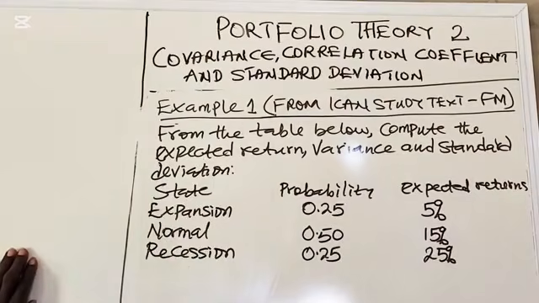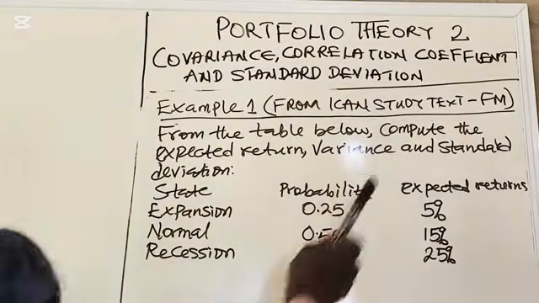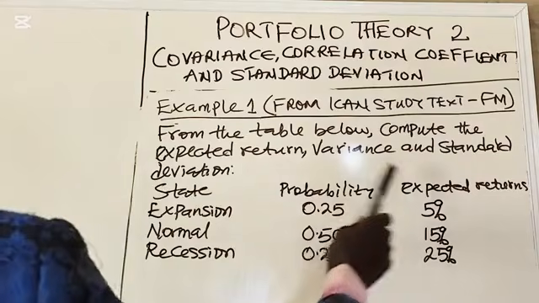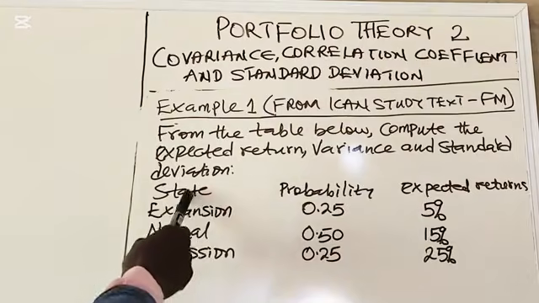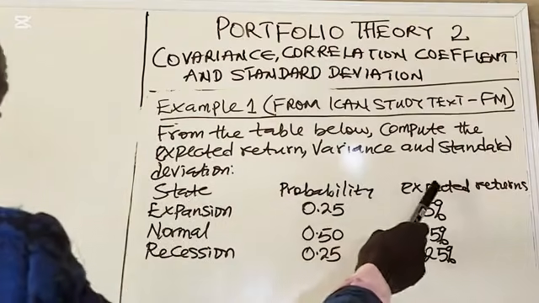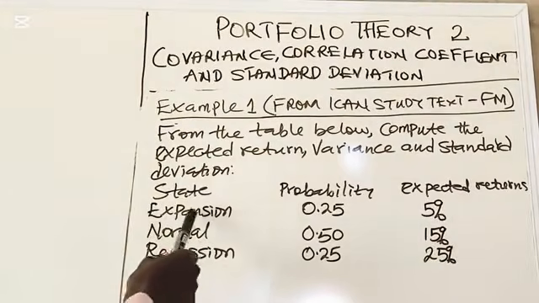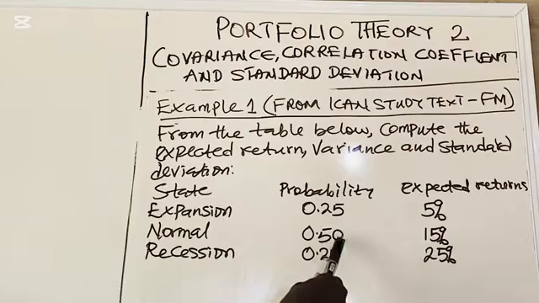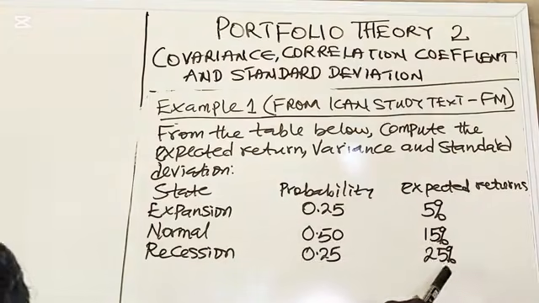Example 1. This question is obtained from the ICAN study test, financial management. From the table below, compute the expected return, variance and standard deviation. We have state, probability, and expected returns. Expansion: probability of 0.25, expected returns of 5%. Normal: probability of 0.50, expected returns of 15%. Recession: probability of 0.25, expected returns of 25%.